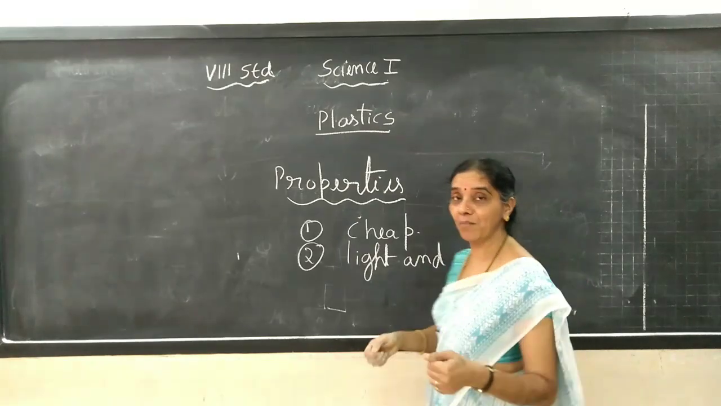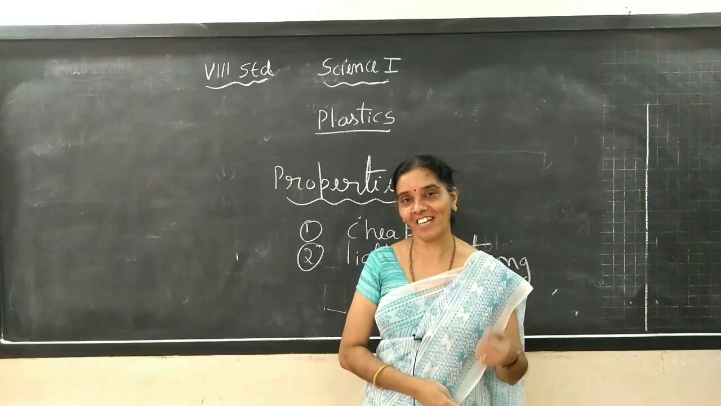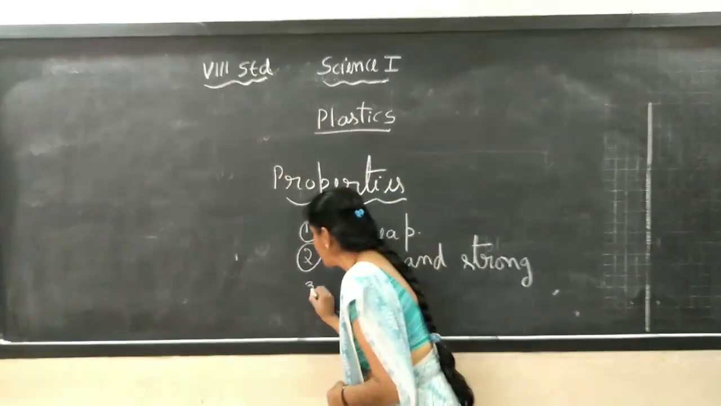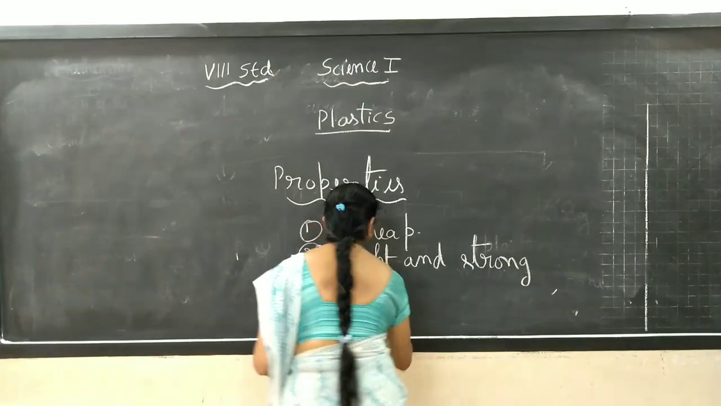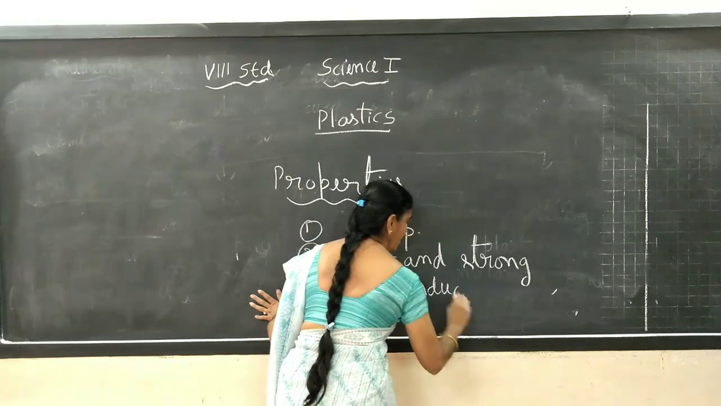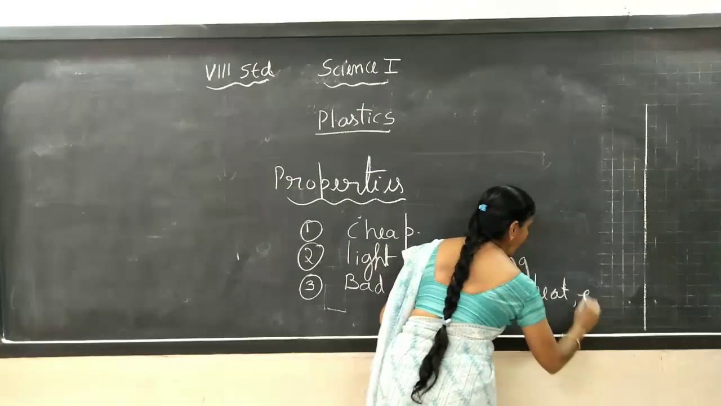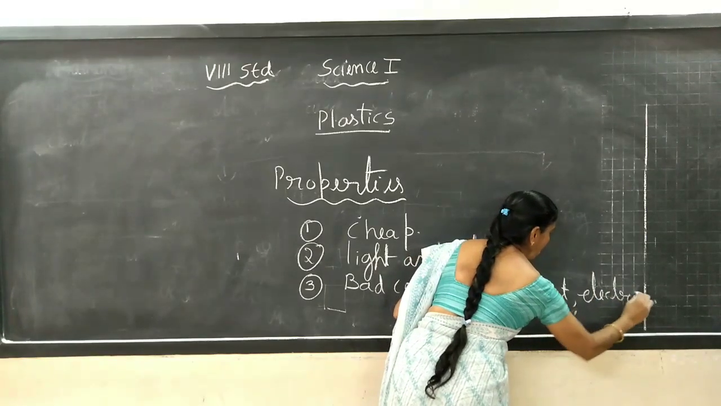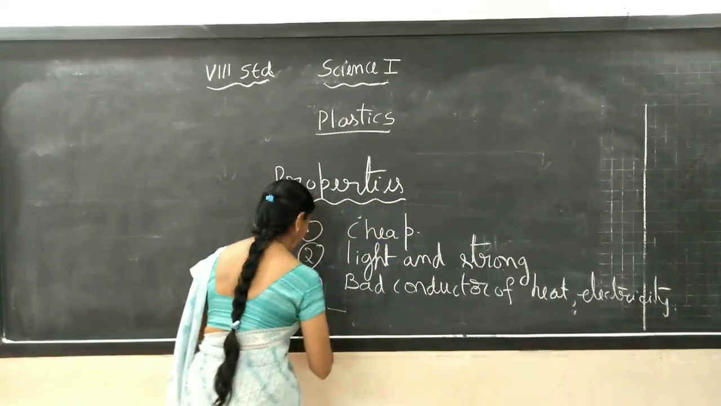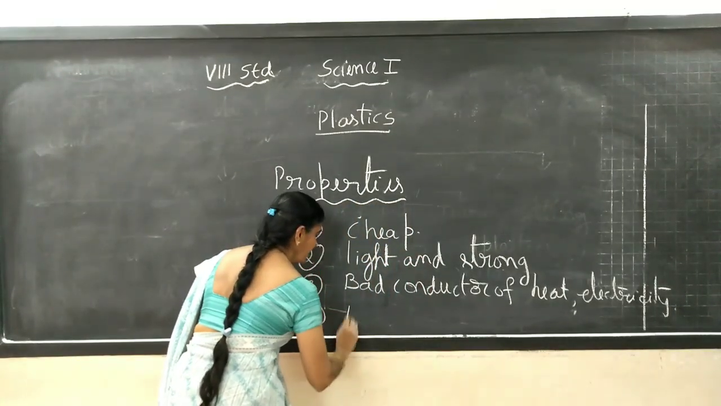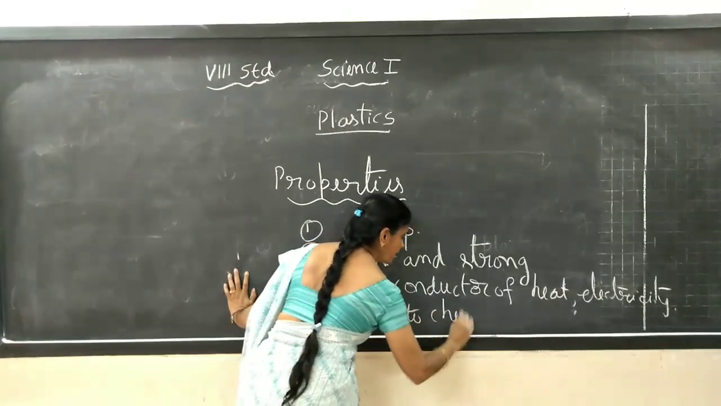You have seen in a polythene bag, if you go to the market, how many kgs of vegetables you will carry, right? It is very strong. And it is a bad conductor of heat and electricity. It is resistant to chemicals.